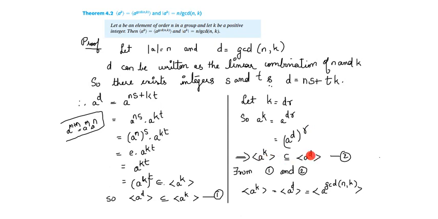So from both equations 1 and 2 we get the cyclic group generated by a raised to k is the same as the group generated by a raised to d, and this d was taken as the GCD of n and k. So the first portion of the theorem, the groups are same, that we proved. Next we have to prove that the order is obtained by n divided by GCD. Order thing we have to prove next.